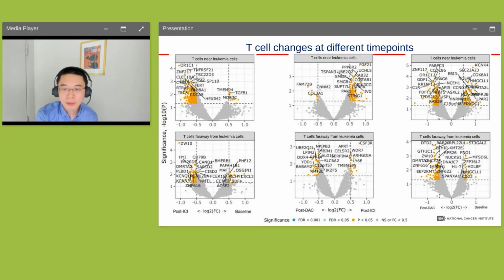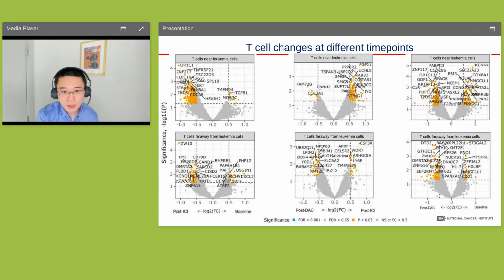So the most exciting part from our study is that it enables us to look into the T cells at different locations. Here is the result of the T cell transcriptome change at different time points and at different locations. The upper row shows the T cells near the leukemia cells. The lower row shows the T cells that are far away from the leukemia cells. We will start from the upper left, which is the baseline comparison to after the checkpoint.